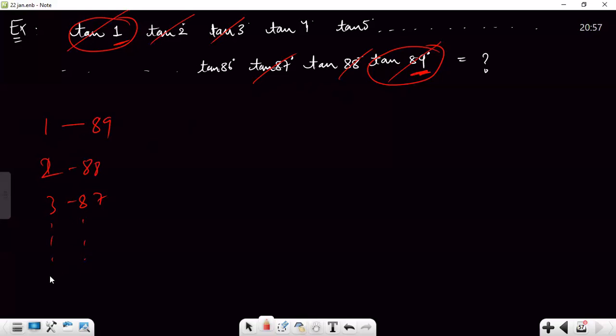Which one? 45 will not be paired with any other term because there is only one term having 45 degrees. So everything else will be cancelled. The middle term, which is tan of 45 degrees, will be left. So 1 into tan of 45 will be your answer. Now we know tan of 45 degrees is also 1. So our final answer will be 1.